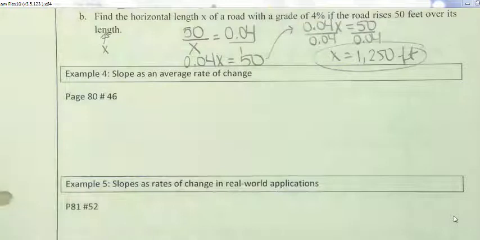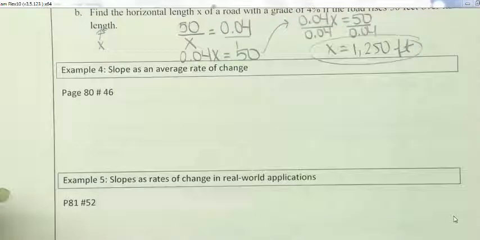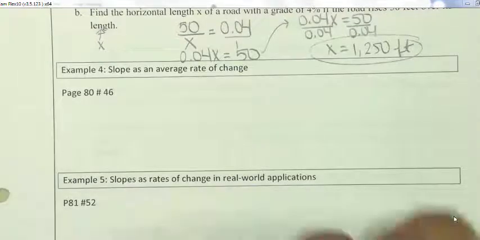And we're going to do number 46. Let's see here. Where is 80? Oh, I'll just go ahead. I don't have to show you my book. All right, so number 80, or number 46, sorry.